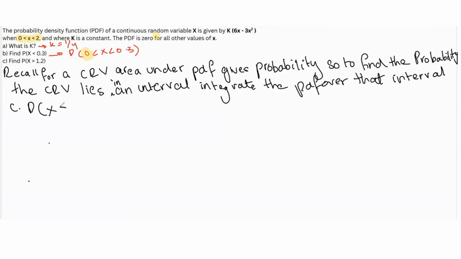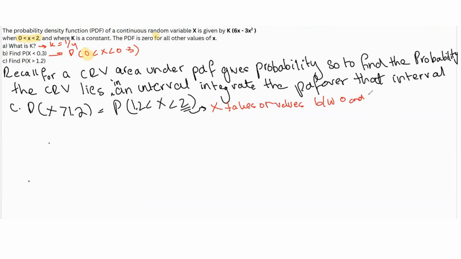So part C is the probability x is greater than 1.2. Again, we can write this as the probability that x is greater than 1.2 and less than 2. Where does this 2 come from? This 2 comes from the fact that x takes on values between 0 and 2, where its PDF is non-zero, right? So basically, we know x takes on values between 0 and 2, its PDF is non-zero. So this means that the probability x is greater than 1.2 is essentially the probability that x is between 1.2 and 2, right?